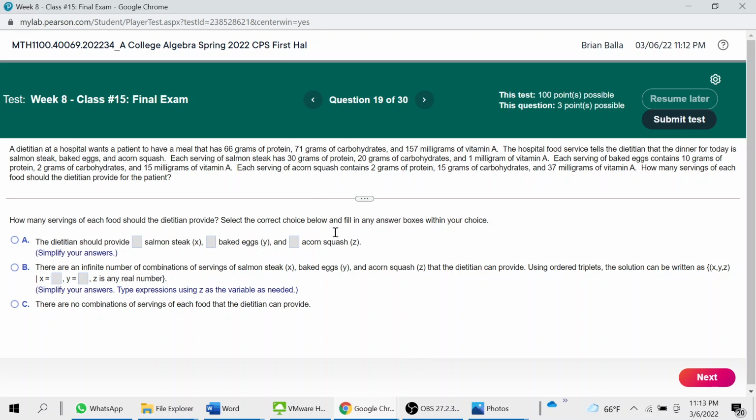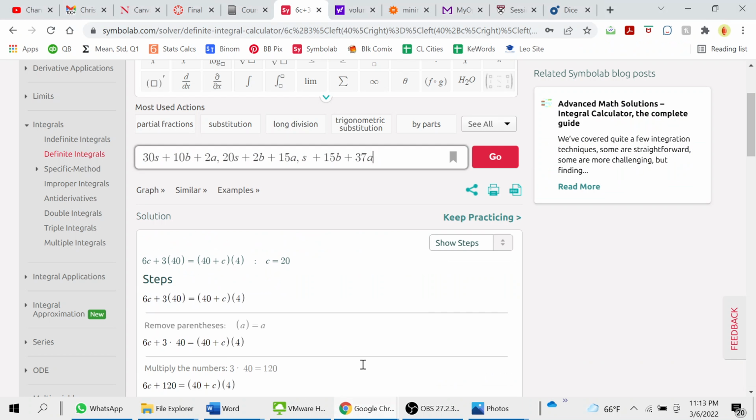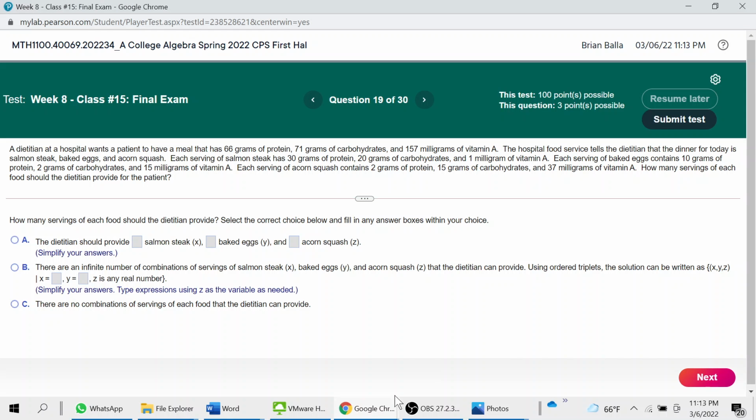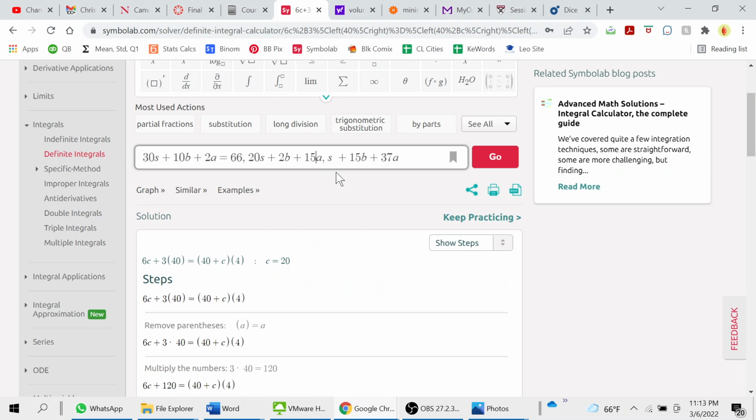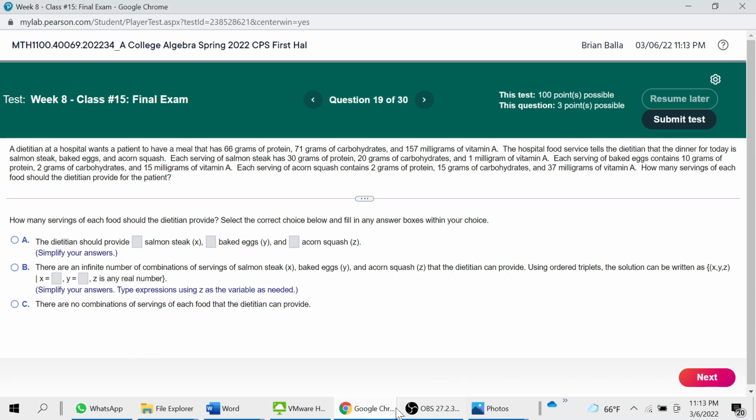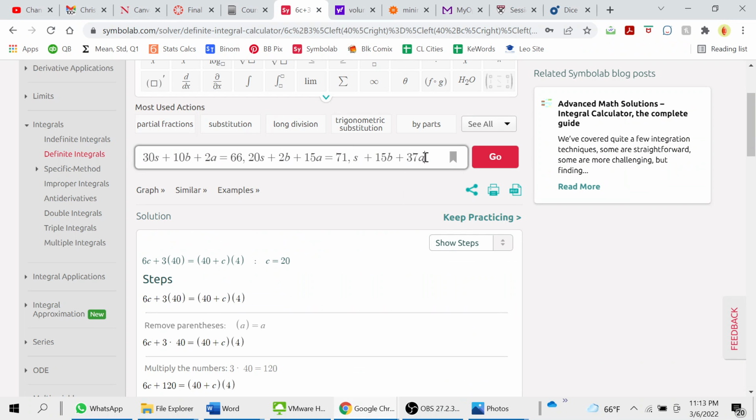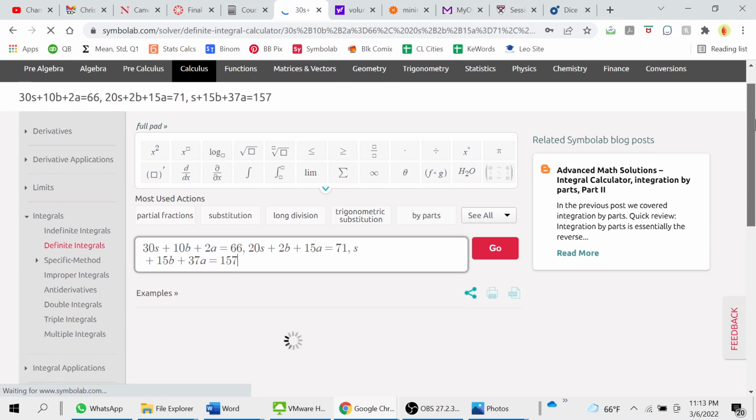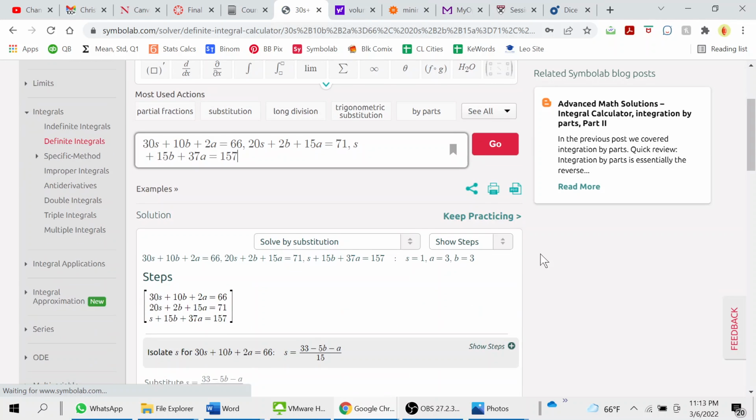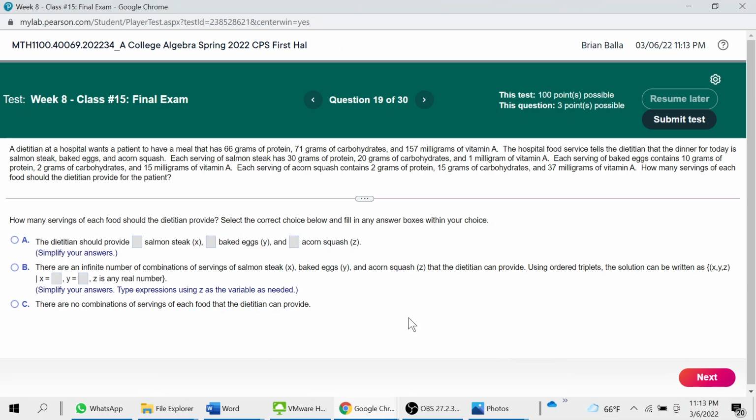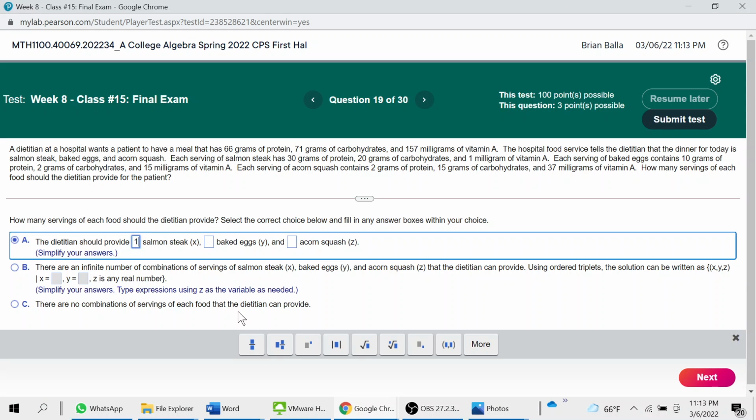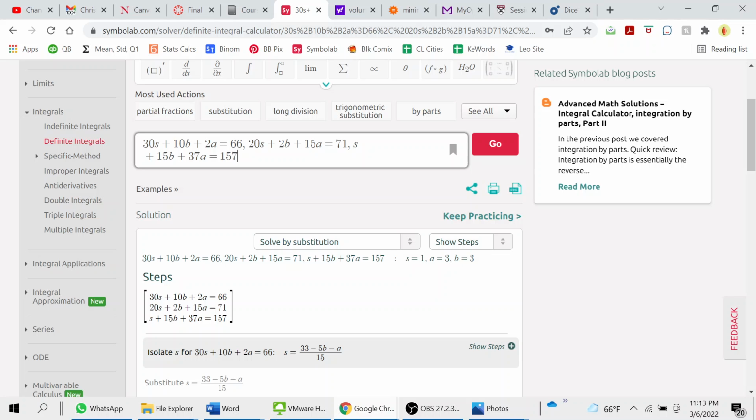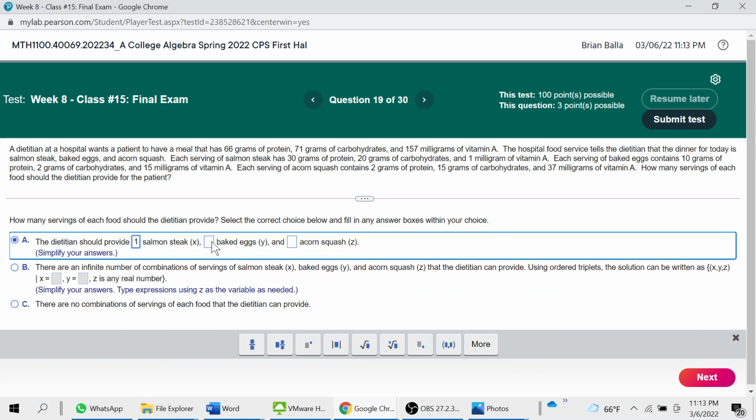How many servings? Okay. Total amount of protein is 66. So this equals 66. The total amount of carbohydrates is 71. And the total number of vitamin A is 157 milligrams. So salmon is 1, baked eggs is 3, and acorn squash is 3.